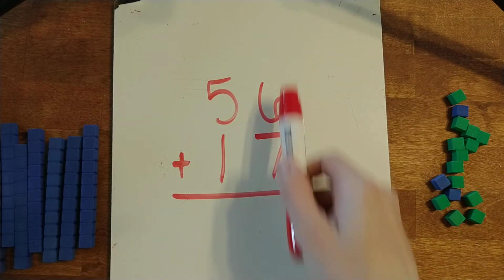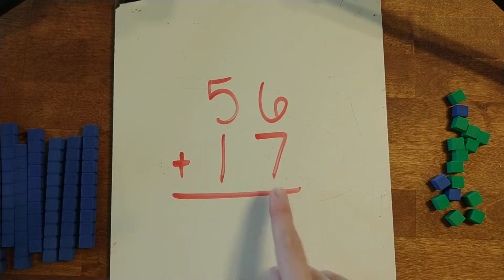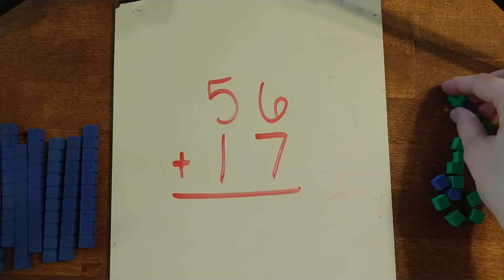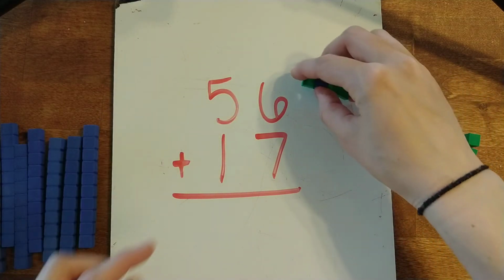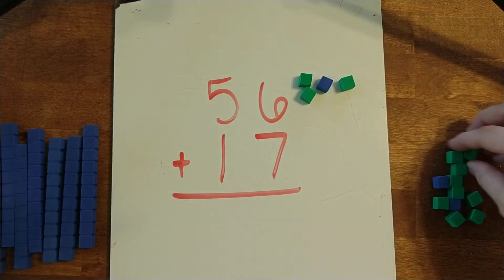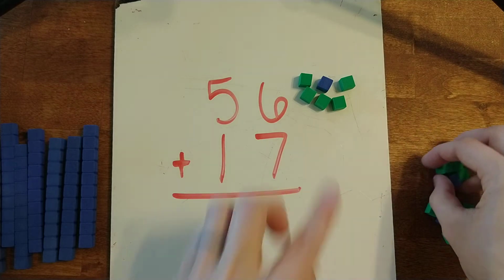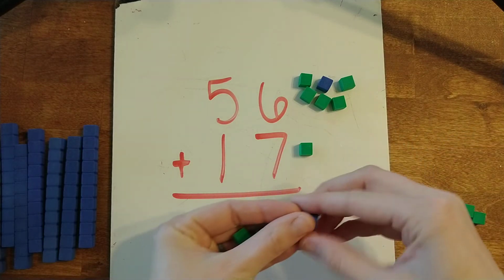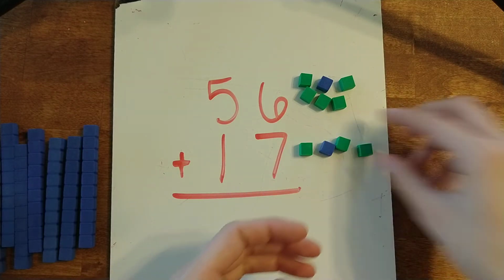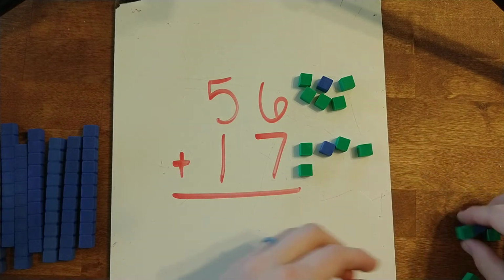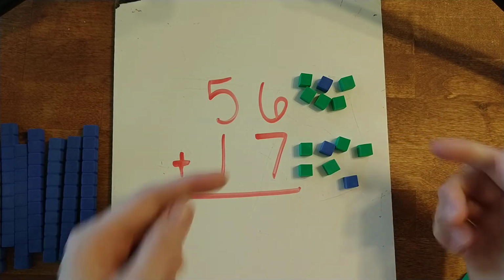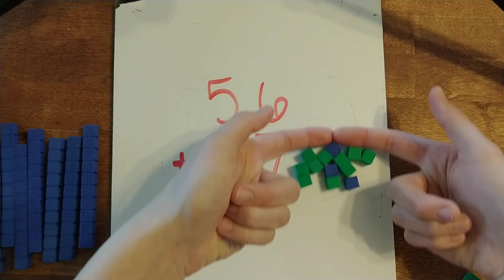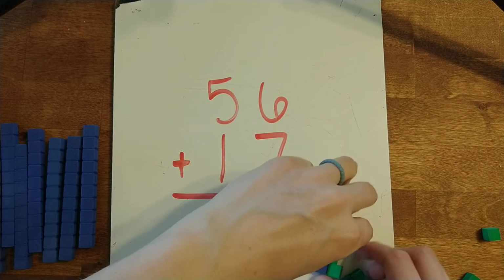Right here we have the ones place. Remember guys, we are always going to start in the ones place. So let's go ahead and count these out. Here I have a 6. 1, 2, 3, 4, 5, 6. Here I have 7. 1, 2, 3, 4, 5, 6, 7. Now I'm going to drag all these down to the bottom and start adding them together.